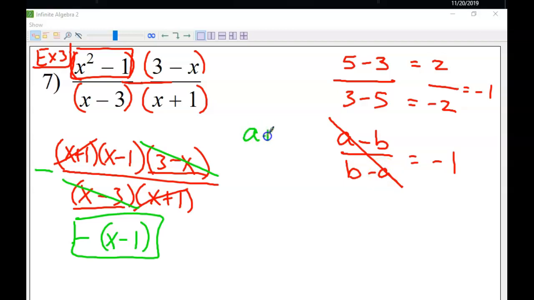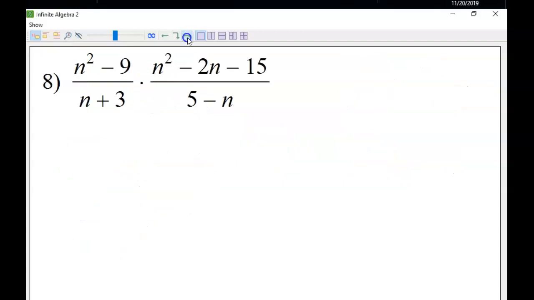So if you had this, that would not equal -1. That would equal a +1 because you're dividing something by itself. B plus A is the same thing as A plus B, just like 3 plus 5 is the same as 5 plus 3, right? So it only applies to subtraction. All right, let's have you guys try one here. See what you can do.